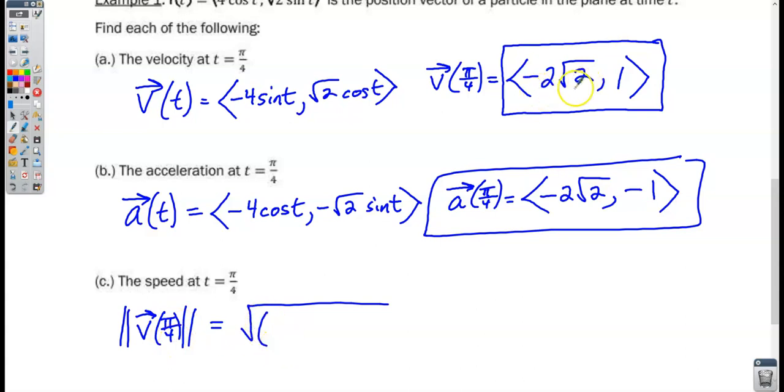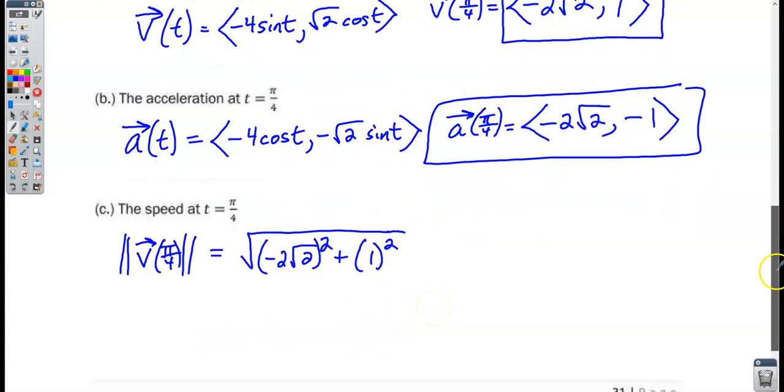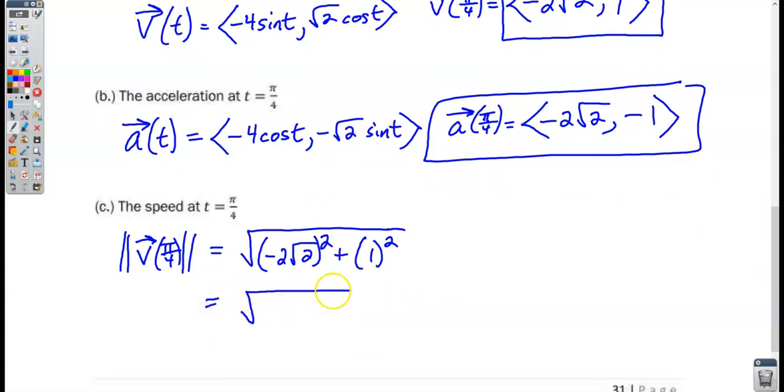That's going to be the square root of the x component of the velocity vector squared plus the y component of the velocity vector squared. And so I square these out. Negative 2 root 2 squared is 8, and 1 squared is 1. And so the speed at pi over 4 is going to be 3. All right, that takes us to the end of our first page.